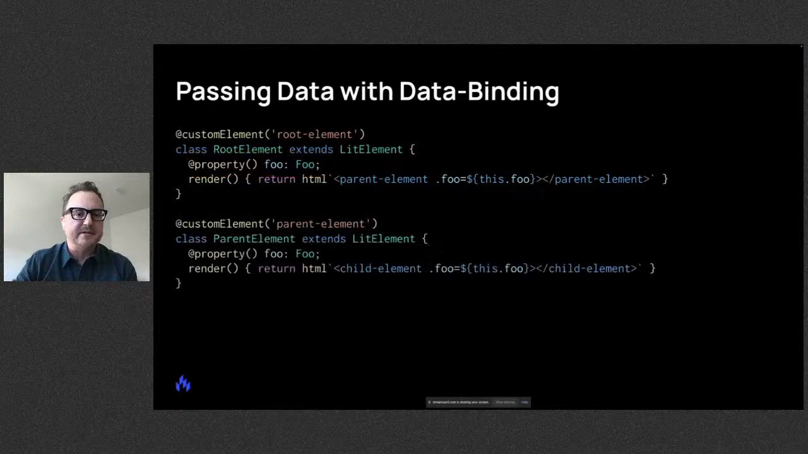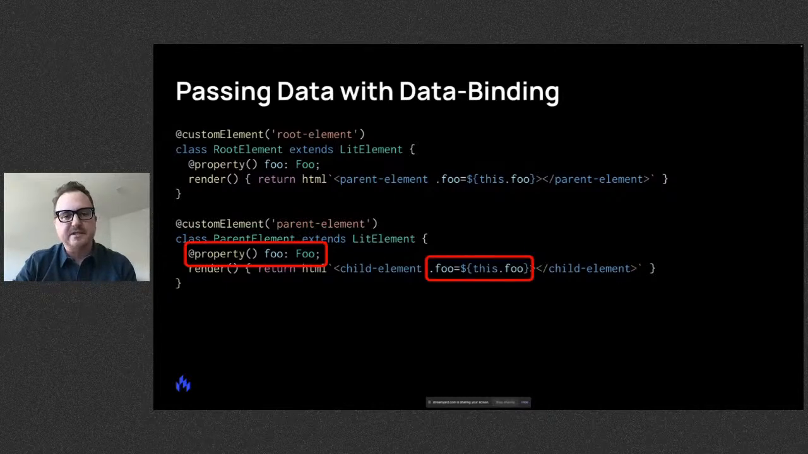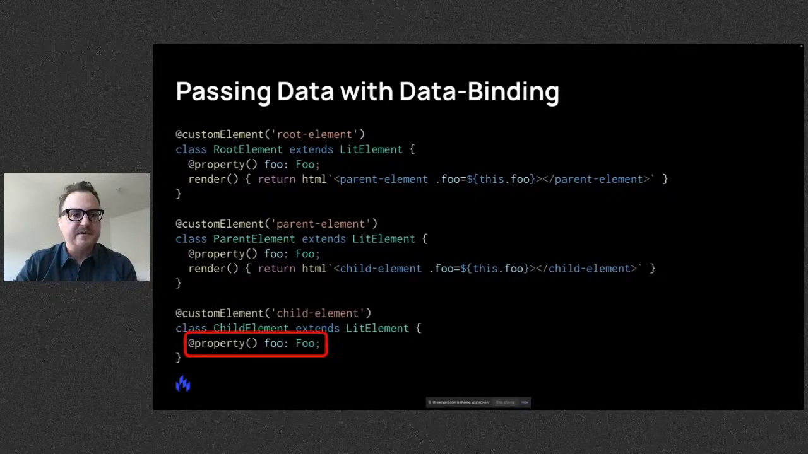And this is the element in the middle of the tree. And then we have to implement the parent element. And in the parent element, we need a reactive property for foo so it can receive the binding, and then we need to pass it on to the child. And then finally, in the child, we need to have a reactive property on the child to receive that element. So you can see that every element in the middle of the tree, this parent element here, needs to have a value defined for this reactive property and to pass the value on.